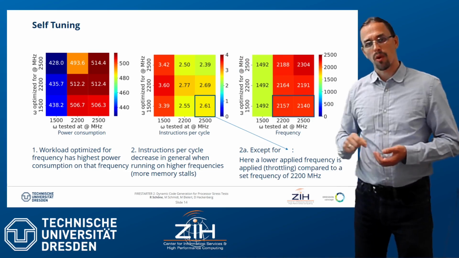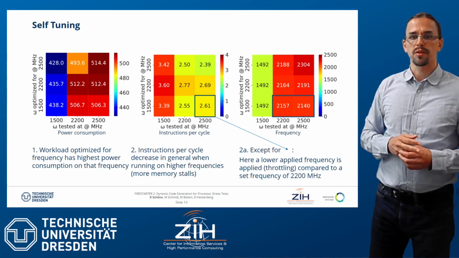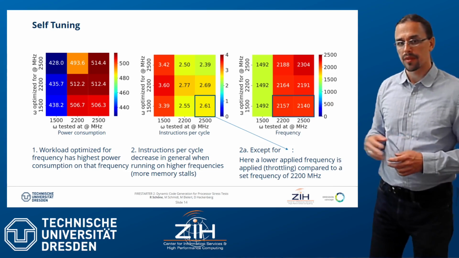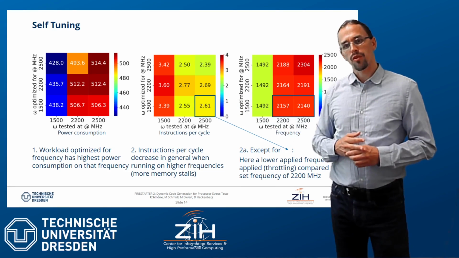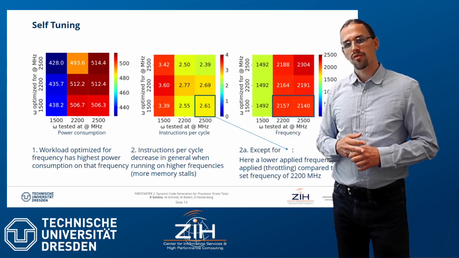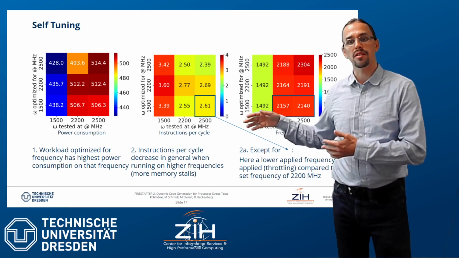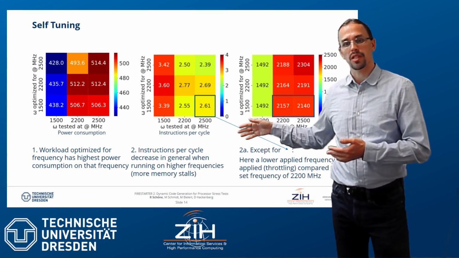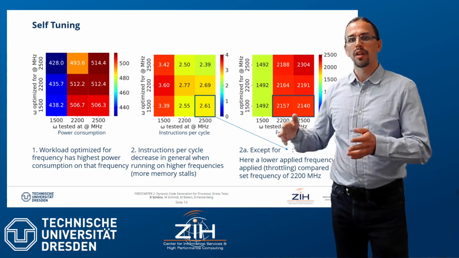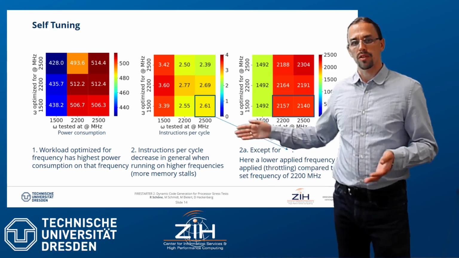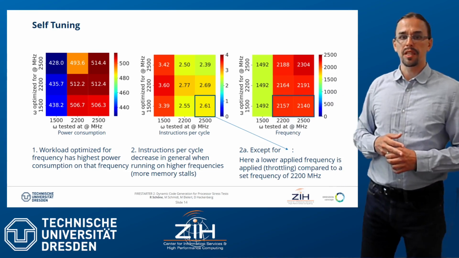On the left side you see the power consumption, in the middle you see the instructions per cycle, and on the right side you see the applied frequency during runtime. So what you see on the left side is that each workload that was tuned for a specific frequency runs best for that frequency. So the workload that was optimized for 1.5 gigahertz has the highest power consumption at 1.5 gigahertz and not any other workload. And that is also true for 2.2 gigahertz optimized, run at 2.2 gigahertz. So that's the diagonal from the lower left to the top right on the left heat map.